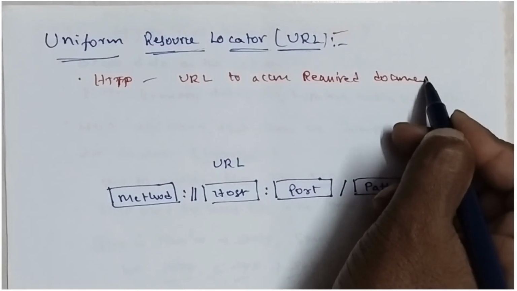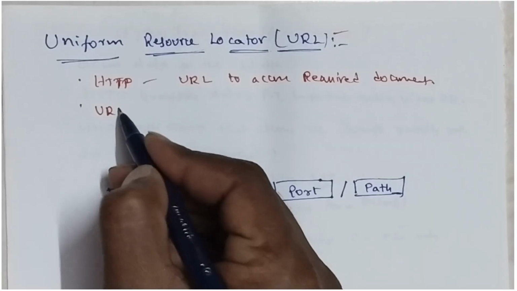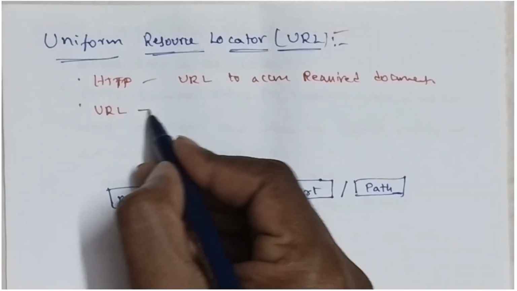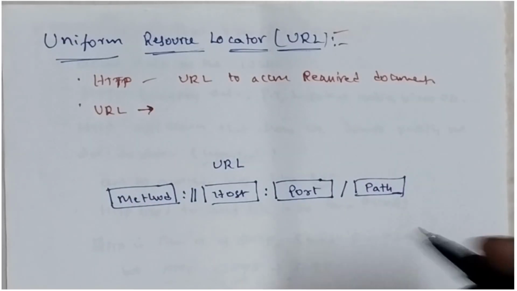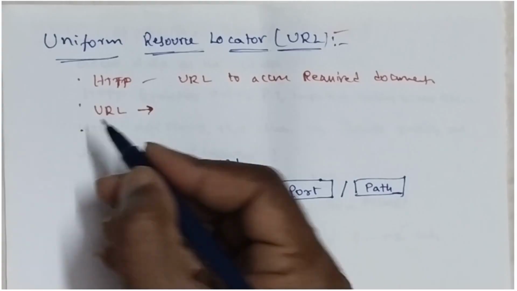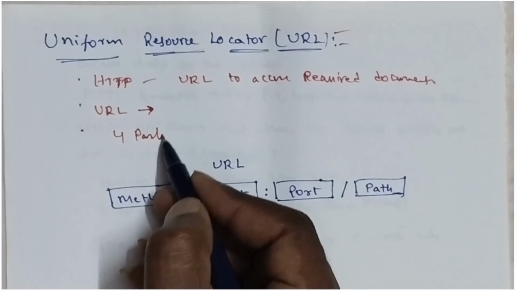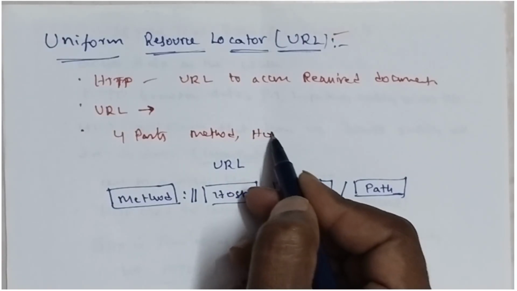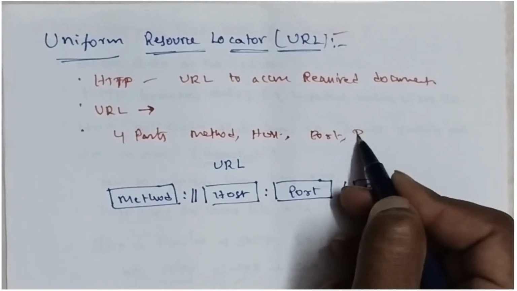The URL is a standard way of specifying any kind of information on the internet. The URL defines a total of 4 parts. What are the 4 parts? Method, host computer, port number, and path.